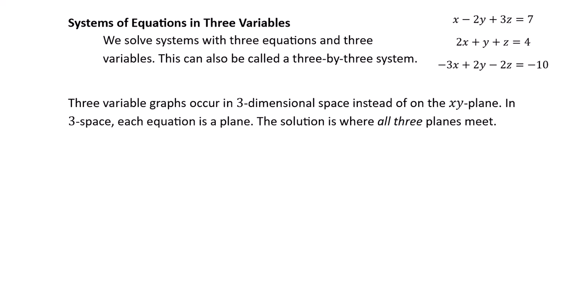When we have systems of equations in 3 variables, it might look like this. We have a nice set of 3 equations, 3 variables. This is also called a 3 by 3 system. These 3 variable graphs occur in 3-dimensional space instead of on the xy plane. In 3 space, each equation is a plane, and the solution is where all 3 planes meet.